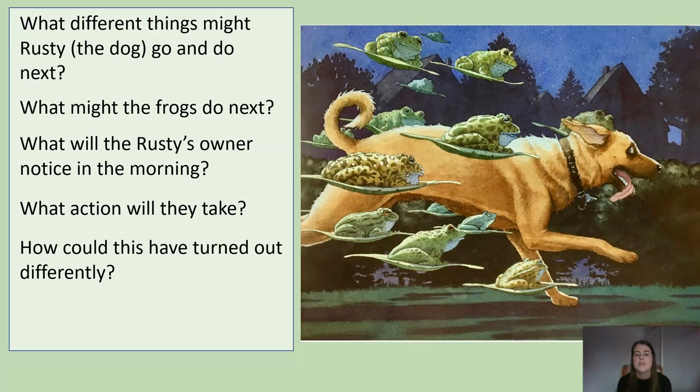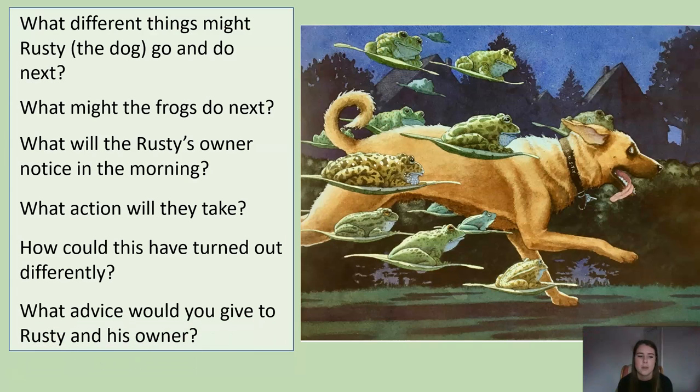So how could the outcome of this story have turned out differently based on the different things that the frogs and the dog might have done at the beginning of his adventure? And what advice would he give to Rusty and his owner going forward? Now, in order to answer those questions, I would like you to consider answering these questions using some of the modal verbs that we have looked at today.